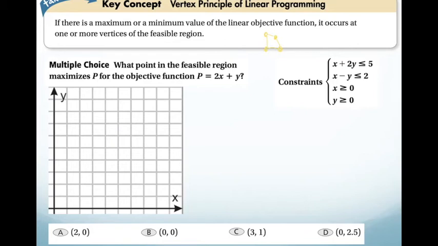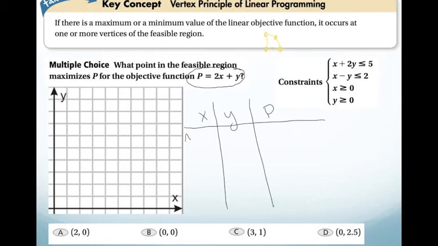What point in the feasible region maximizes P for the objective function? So again, we can sketch out our inequalities and find our feasible region, but because this is multiple choice, I'm going to leave that up to you. I put a graph there if you want to sketch it, but I want to show you how to test these points. So if I'm testing these points, we want to maximize P. So I'm going to do X, Y, P.